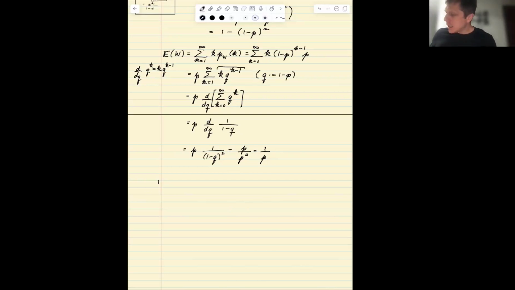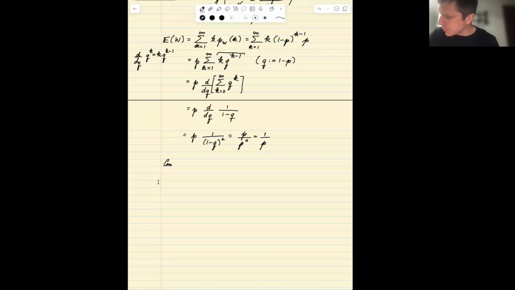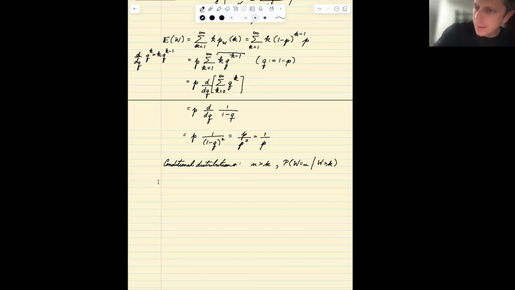All right. We can also calculate conditional distributions for the geometric. And this is something that's pretty interesting and a pretty unique property of the geometric distribution, which is let's let n be bigger than k. And we want to calculate the probability that W is equal to n given that W is bigger than k. So you're saying, I've already tossed k tails in a row. How much longer do I have to wait? What is the distribution of my additional waiting time given that I've waited so long?